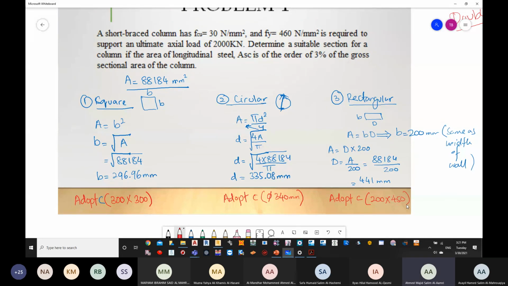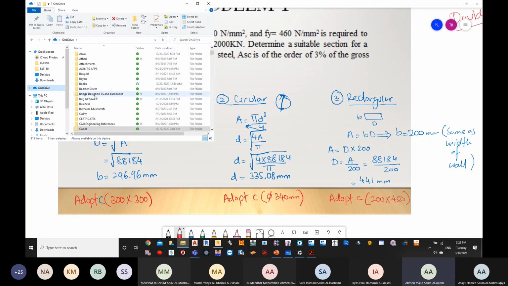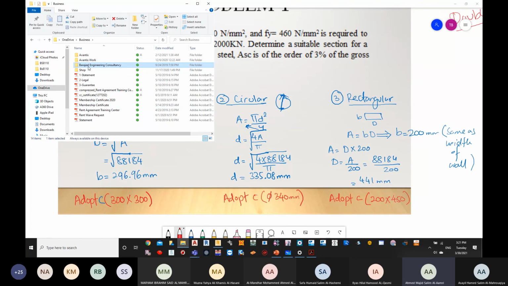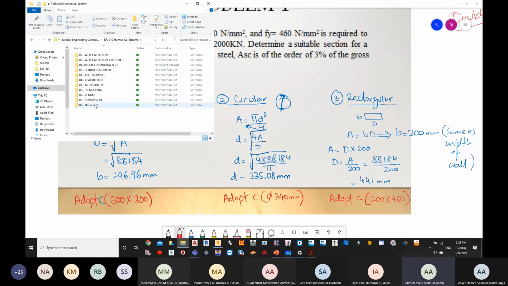Yeah, the block size is 200, so the wall size is 200. Always when you come to a real building, you will see that the columns normally are going to be 200. Unless there is a big restriction, for example, there is a huge load and 200 is not sufficient, you will go for 300. Okay, let me just show you an example.